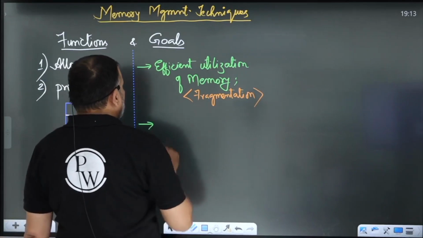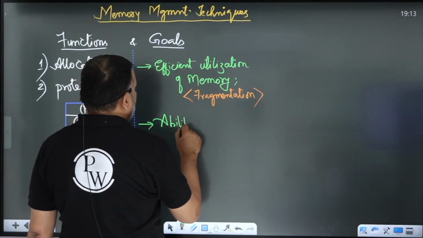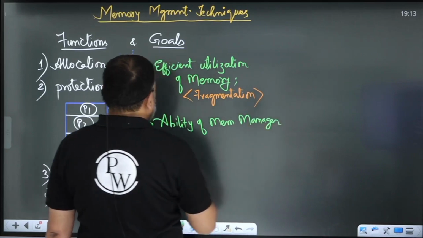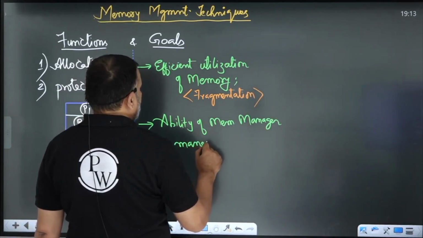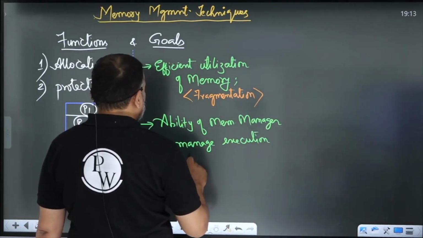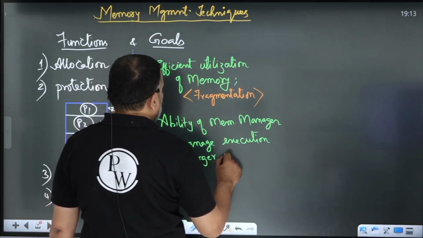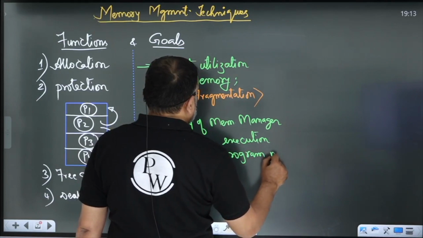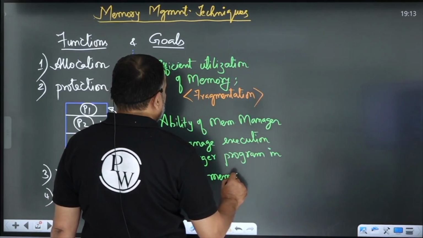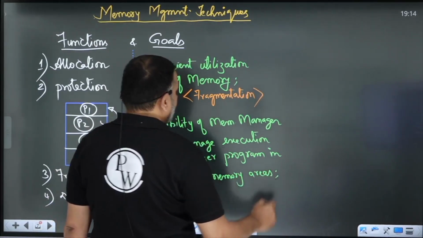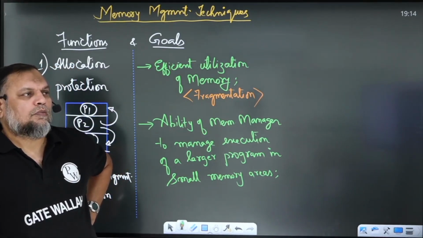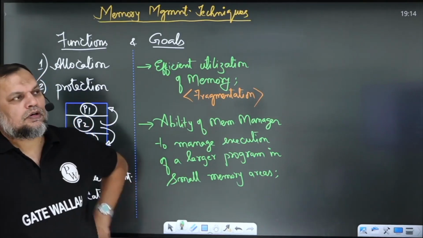The next important goal of the memory manager is the ability to manage the execution of a larger program in small memory areas. Managing the execution of a larger program in a small memory area is one of the important goals of the memory manager.